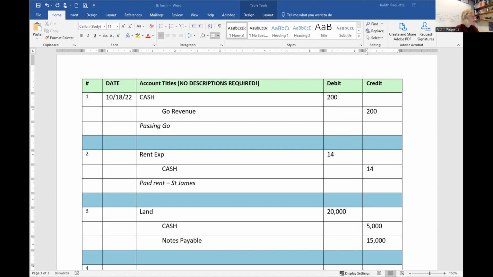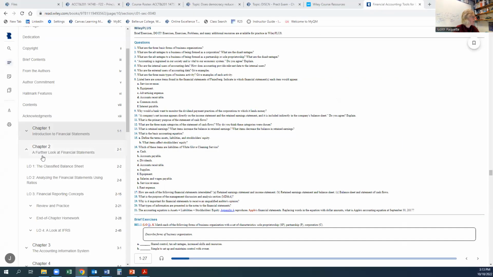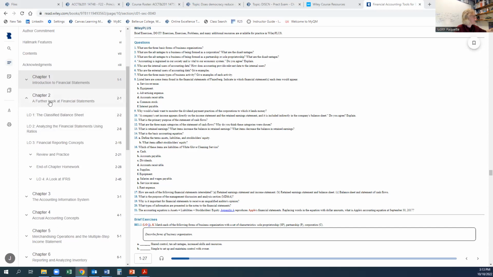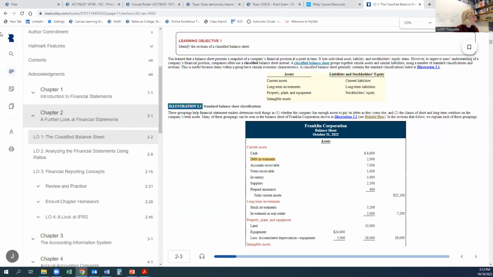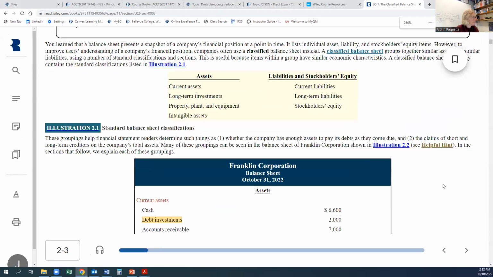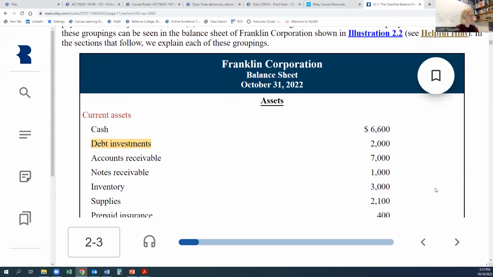Let's take a quick look at a great example of the classified balance sheet. My daytime students, I gave you one in our course pack. For all the rest of us, it's under chapter 2 in Wiley Plus. And you're just going to come down here and say the classified balance sheet. And there it is. It's a little hard to read on my screen. Can you see it? Franklin Company.